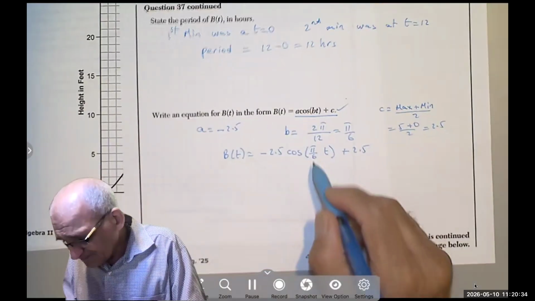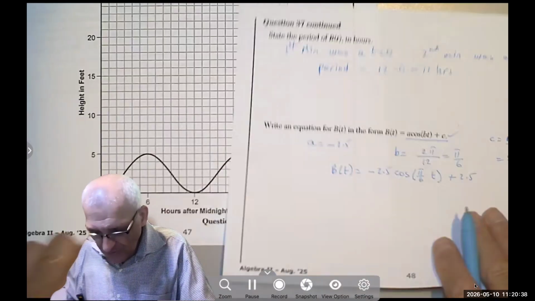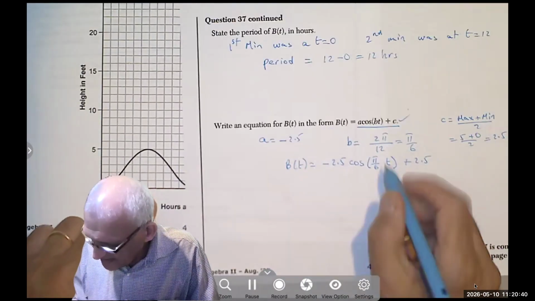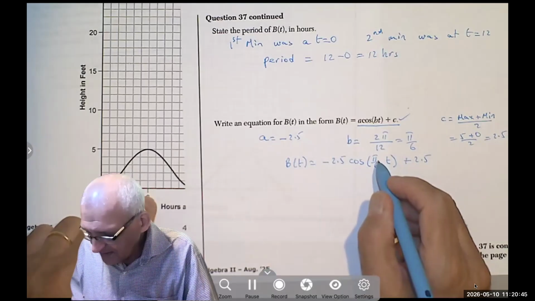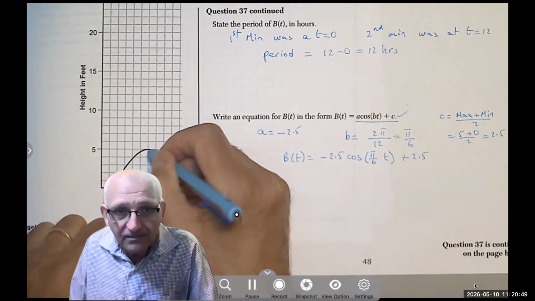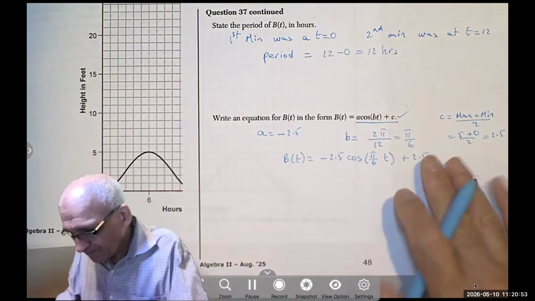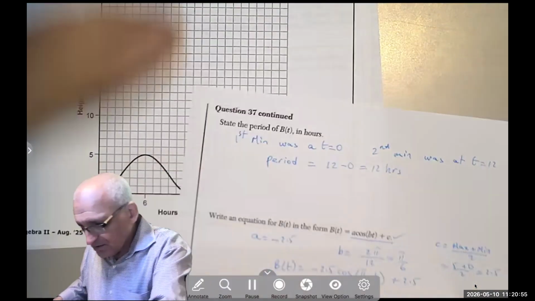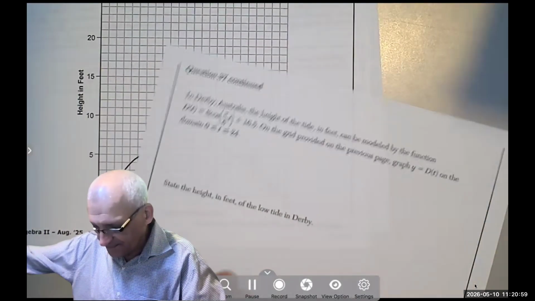If you say t equals 6, which is the maximum, 6 over 6 is 1, so you get cosine pi. Cosine pi is -1 times -2.5 is +2.5 plus 2.5, you get the 5. So it's very simple, really, when you think about it. All righty, so the last part, or the last two parts.